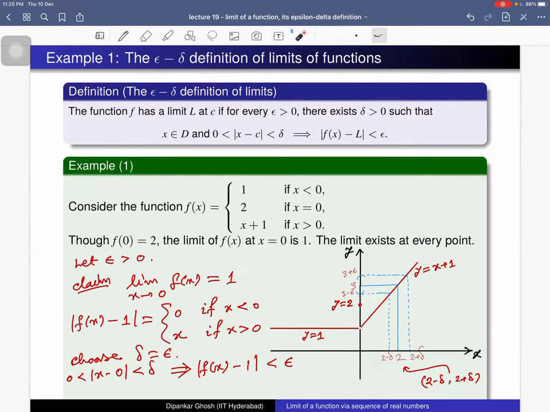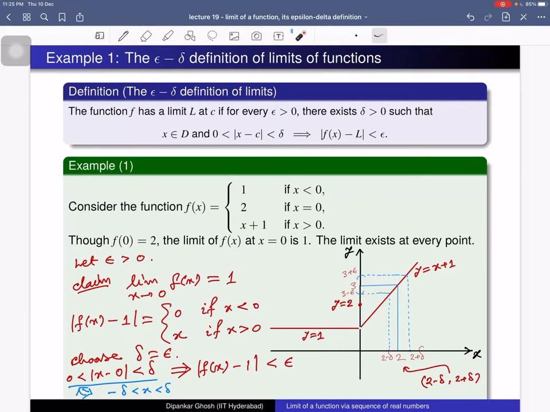Because you can see that this condition is equivalent to saying that minus delta less than x less than delta. So if x is negative, lies in between minus delta and 0, then anyway this thing is 0, and if x is positive and that is less than delta, then anyway this thing is same as x, and since x is less than delta, x is less than epsilon, right? Because delta you are choosing is same as epsilon.